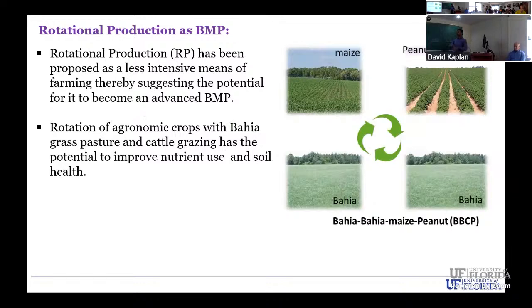Okay, so rotational production has been proposed as a less intensive means of farming, thereby suggesting the potential to become one of the best management practices. This includes 2 years of bahiagrass and then corn, peanut, or 2 years of bahiagrass, corn, carrot, and peanut. So I'll discuss both these rotations, but it's just a synopsis of what rotational production is. Okay.